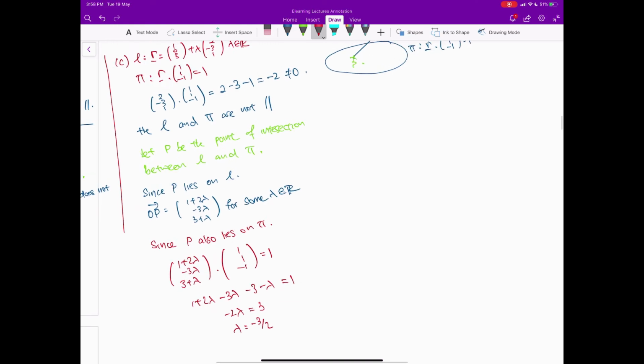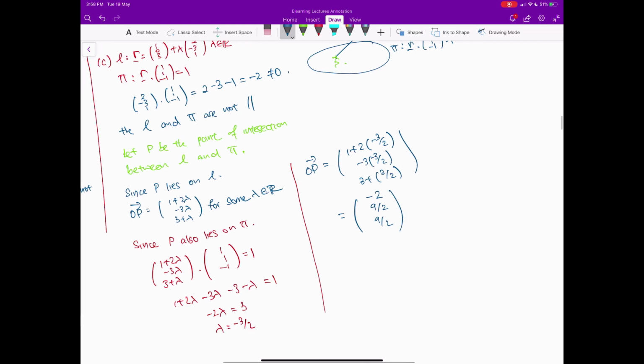Then once I get this value, I'm going to substitute back into my OP. So OP will be equal to (1 + 2(-3/2), -3 times (-3/2), 3 + (-3/2)...) Further simplification, I should get (-2, 9/2, 9/2)... the last one being 9/2. So this is my OP equation. If you want to write it in coordinate form, it will be essentially this.